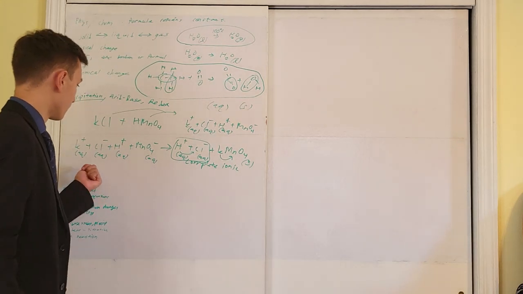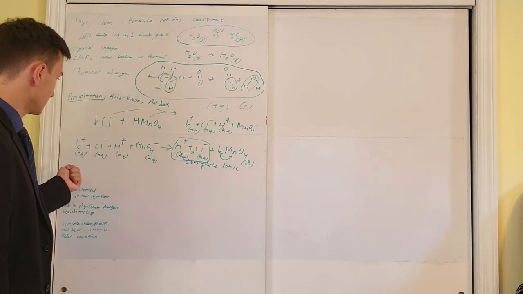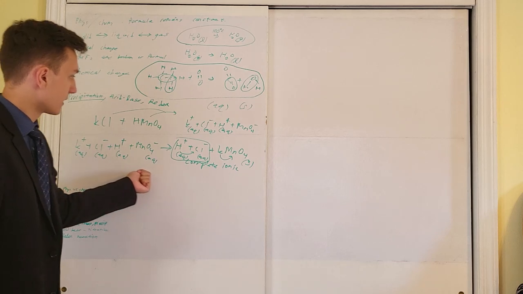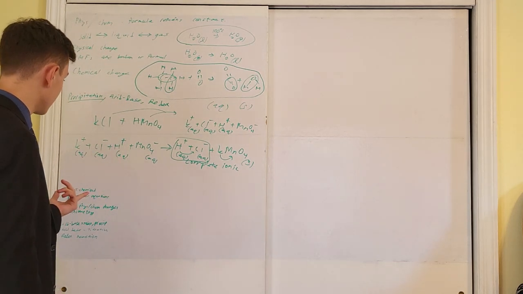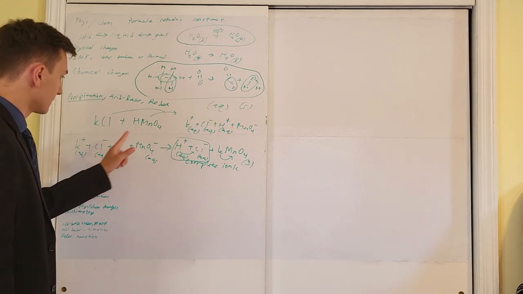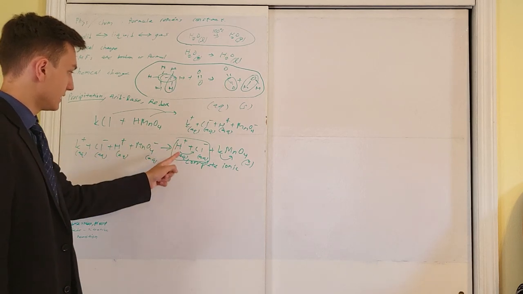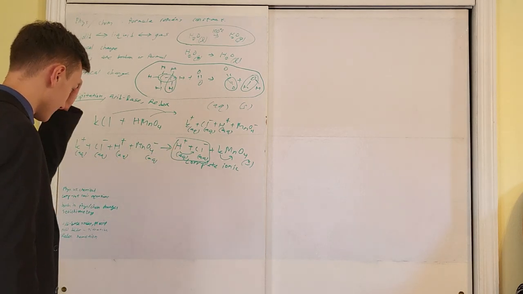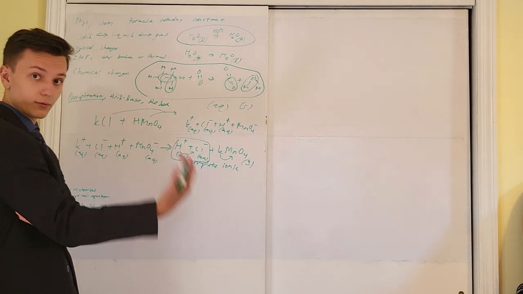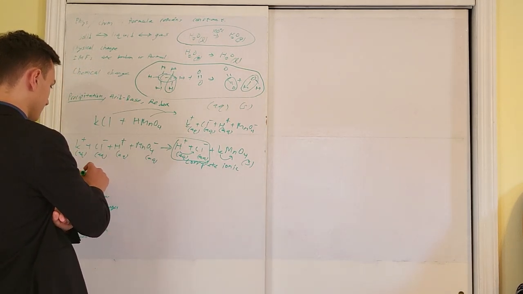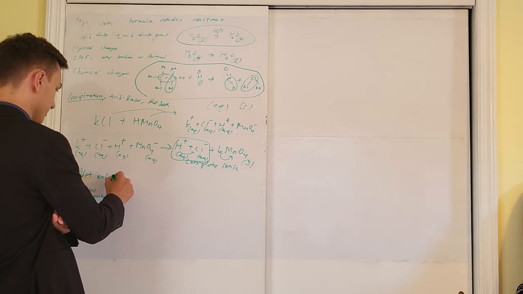So like I was saying before, this is a complete ionic equation. It shows all of the ions that were present in the reaction. Now, if you look at it, you see there's a Cl minus on this side, a Cl minus on that side, an H plus on this side, H plus on that side. Okay? So we can rewrite this equation as something called a net ionic equation.